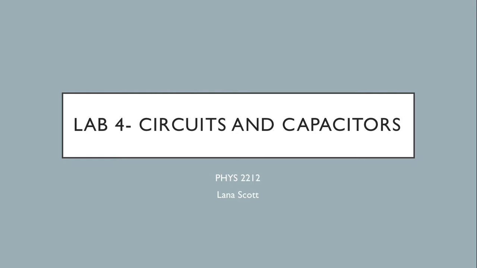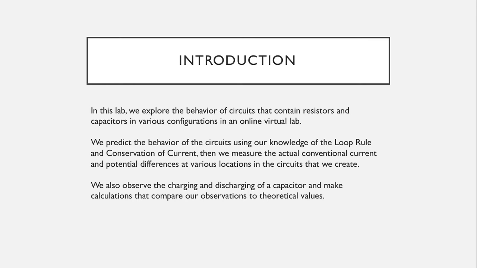This is lab 4, circuits and capacitors. In this lab, we're going to explore how circuits behave with resistors and capacitors in various configurations using an online virtual lab. We're going to predict these behaviors using our knowledge of the loop rule and conservation of current, and then we're going to make actual measurements of these values at various locations along the circuits that we create.